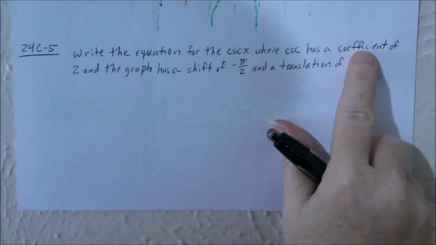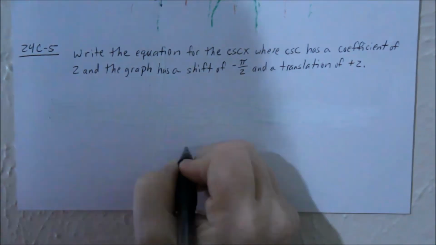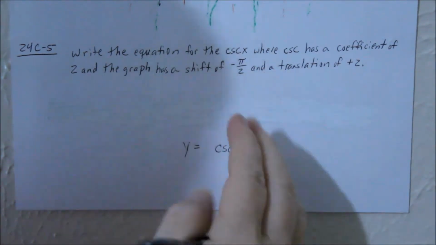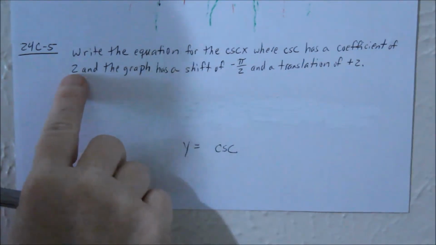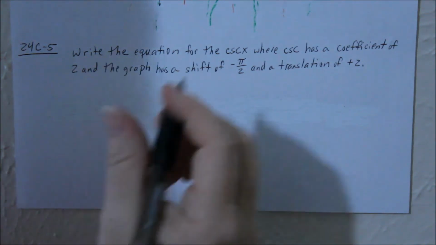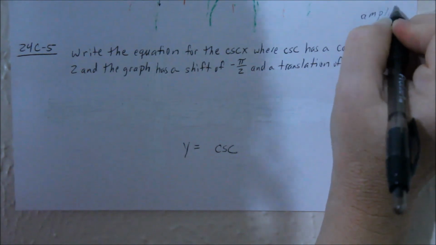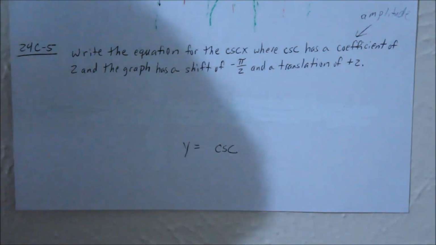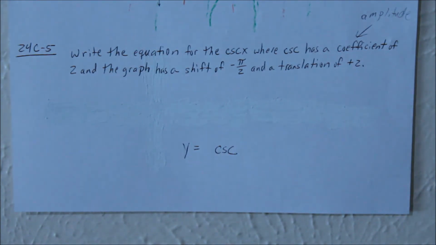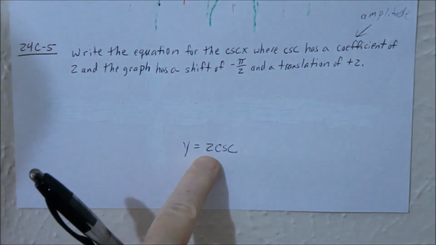Okay, these words right here. First off, we're doing a cosecant, so it's going to look something like y equals cosecant, and there's going to be x in there somewhere. Coefficient of 2. When they say coefficient of 2, that means the coefficient out in front. That is your amplitude. So they literally mean the coefficient out in front. So that 2 goes right there.